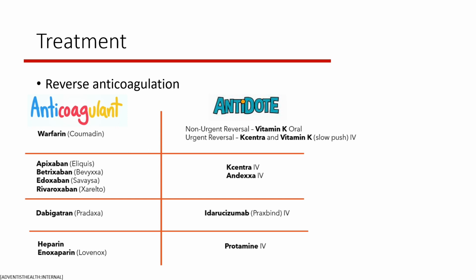Pradaxa actually has a specific reversal, and that's Praxbind. We do have that. So if someone is on that, we can give it to reverse them, and that is actually a lot better than Kcentra. It's one dose, and then I think you wait like 5-10 minutes, and then it's another dose. I've done it like 2 times before. And then for heparin and Lovenox, it's protamine. Okay. All right. Anything to add, Dr. Beringer? No. Okay.